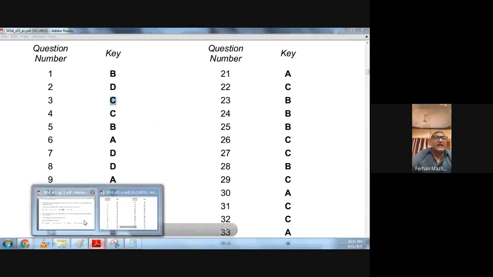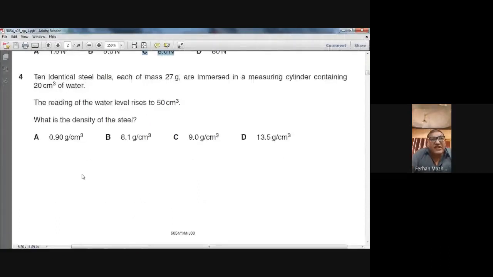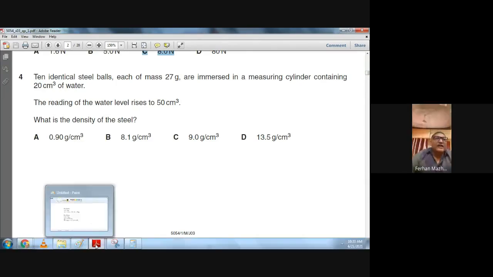He says 10 identical steel balls, each of mass 27 gram, are immersed in a measuring cylinder containing 20 centimeter cube of water. The reading of the water level rises to 50 centimeter cube. What is the density of the steel? Very simple question, and let me show you how I will do it.